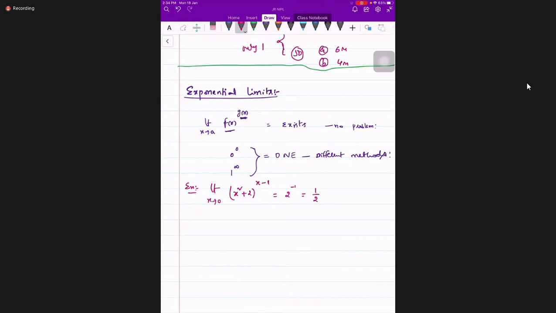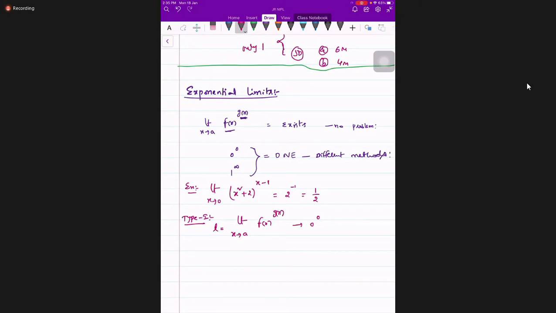If it does not exist, suppose it is in the form of 0 by 0, what to do? That is the next one. Is that okay, students? Type 1. Suppose we have f of x to the power of g of x. I am substituting the limits over here. It is in the form of 0 power 0. Then how to find the limit of this function? How can we eliminate the power?